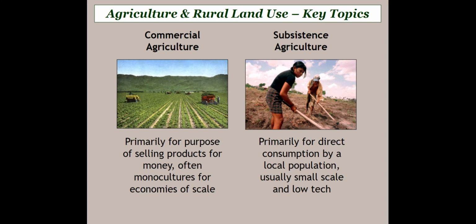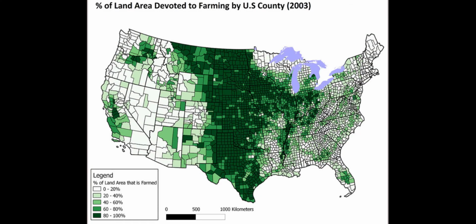And subsistence agriculture is agriculture that is for direct consumption by a local population. So usually small scale, low tech, and lots of human labor. So there's going to be a lot of different types of both of these, but this is kind of the main distinction between the two. So just thinking first a little bit about commercial agriculture.